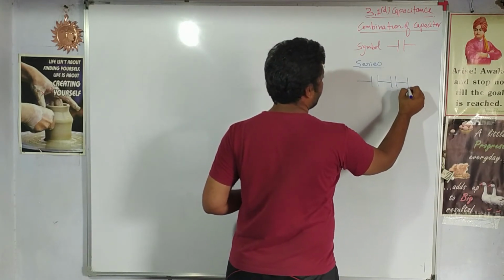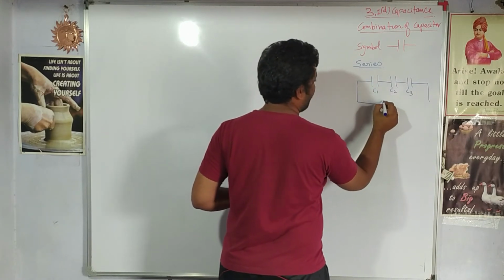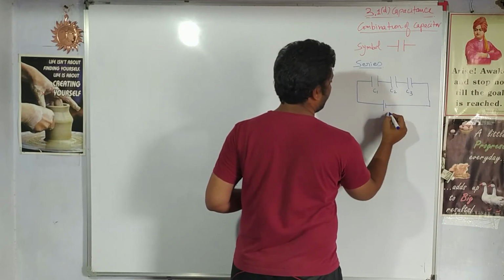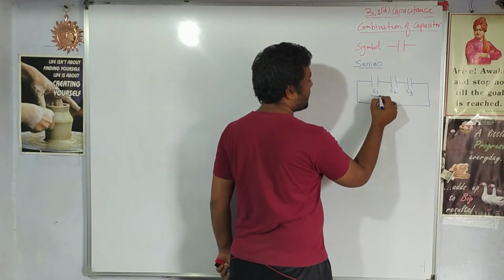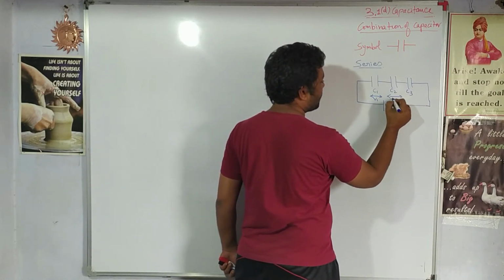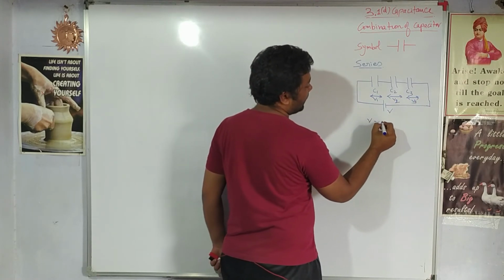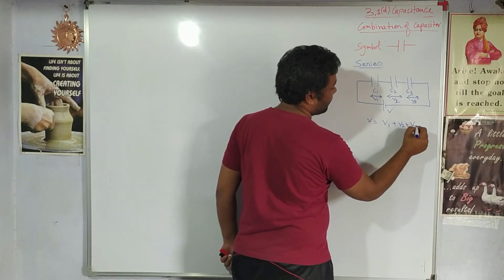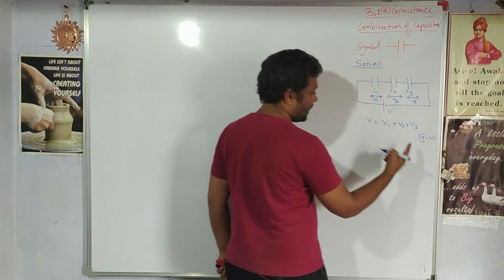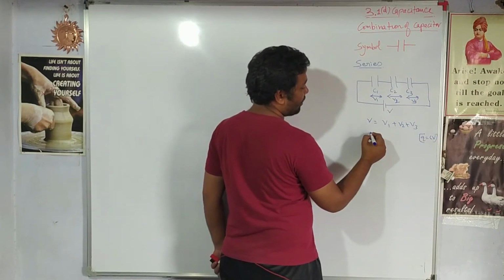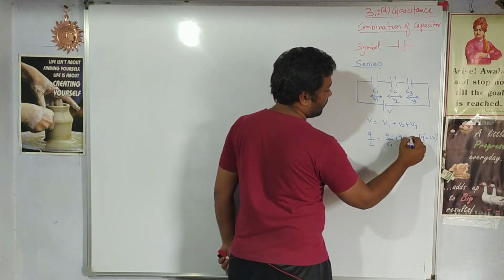I'll take three different capacitors having capacities C1, C2 and C3, and these capacitors are connected to a battery of potential V volt, right? Now as they are connected in series, across each capacitor let us say the potential drop is V1, V2 and V3. So ultimately I can write down that V is equal to V1 plus V2 plus V3. Now we know the equation of the capacitor, that is Q is equal to CV. So V can be replaced by Q upon C: Q upon C1, Q upon C2, Q upon C3.